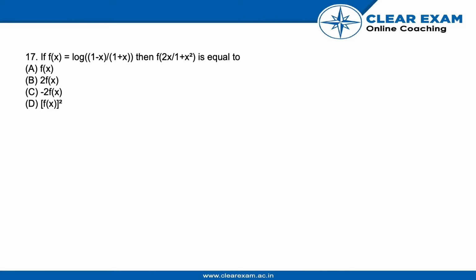So the question is, if f(x) equals log of (1 minus x) upon (1 plus x), then we have to find f of 2x upon 1 plus x square. So we have to find this, and we have f(x). So this is x for this, which is x. Okay, so let's see the solution.